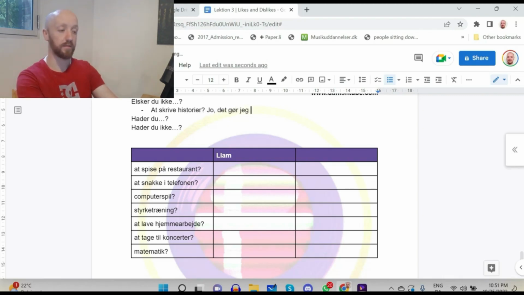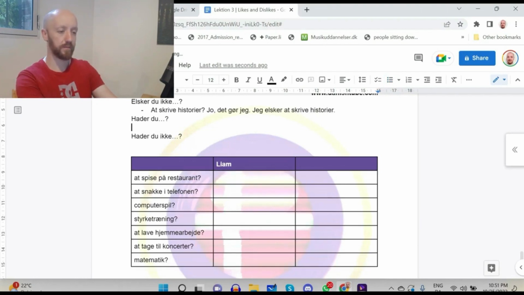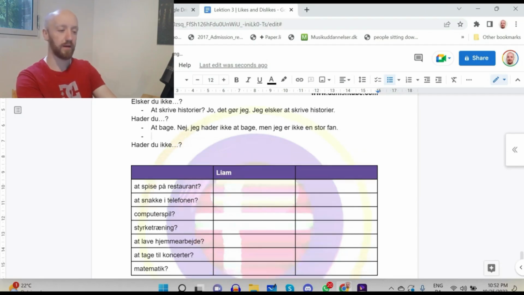Jo, det gør jeg. Jeg elsker at skrive historier. Sådan der. Hader du at bage? Nej, jeg hader ikke at bage. Men jeg er ikke en stor fan. I don't hate baking, but I'm not a huge fan.